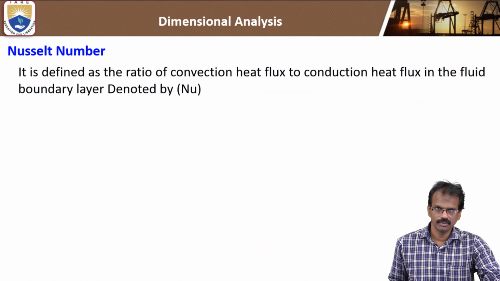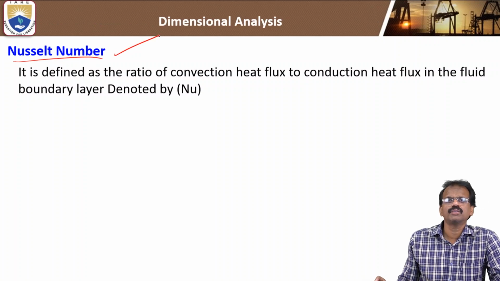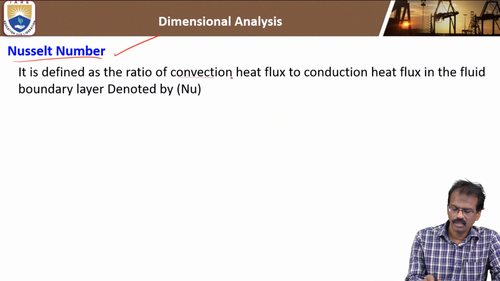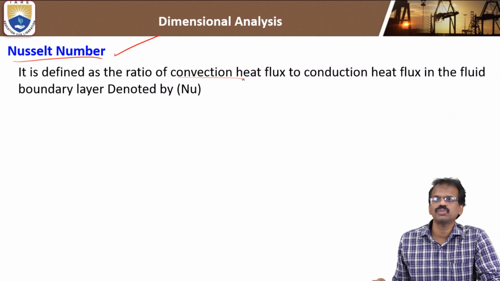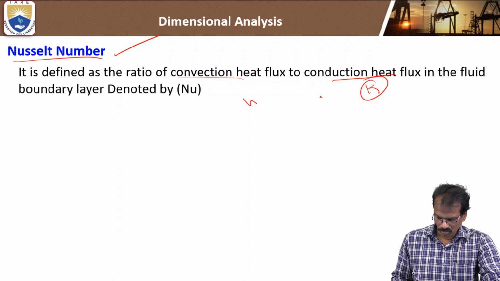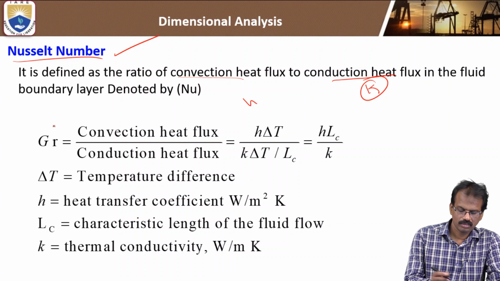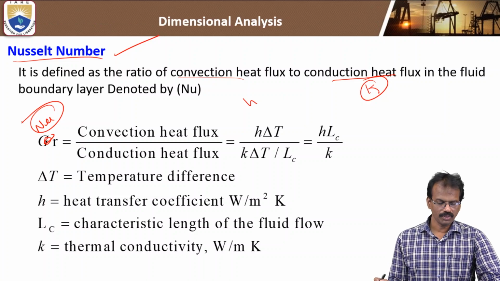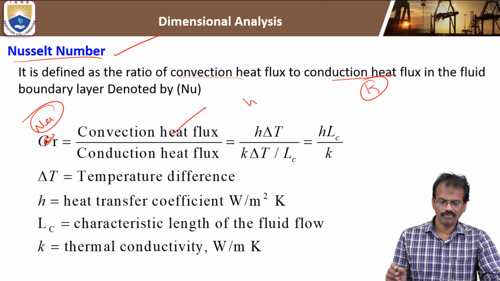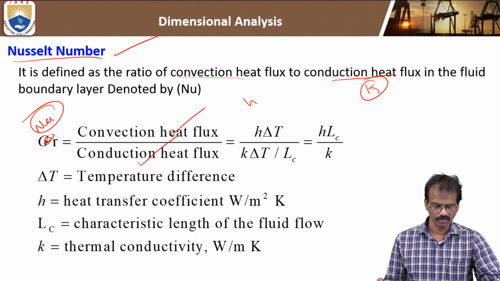Now we'll see the last one, the Nusselt number. It is very important. It is defined as the ratio of convection heat flux to conduction heat flux. Convection heat flux means h related, conduction heat flux means k related. The Nusselt number is represented by Nu. It is convection heat flux by conduction heat flux.